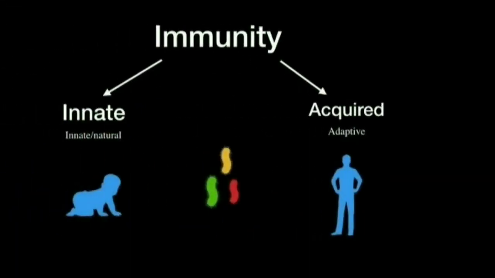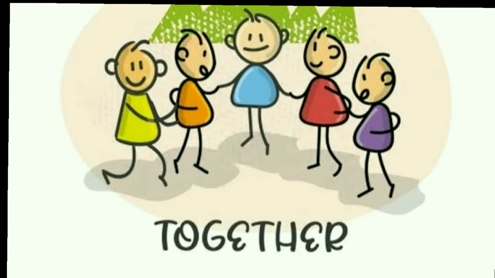There are two main parts of the immune system. The innate immune system, which you are born with. The adaptive immune system, which you develop when your body is exposed to microbes or chemicals released by microbes. These two immune systems work together.